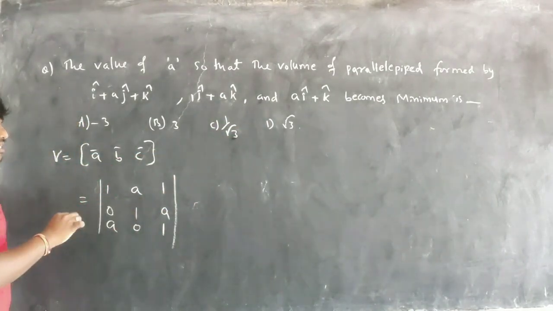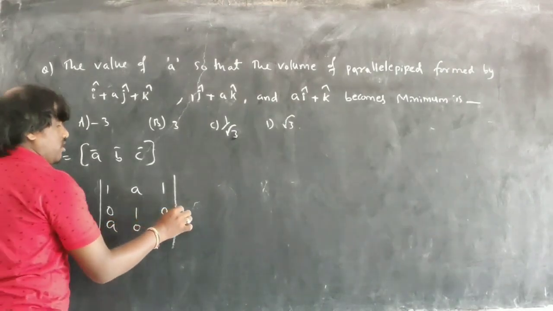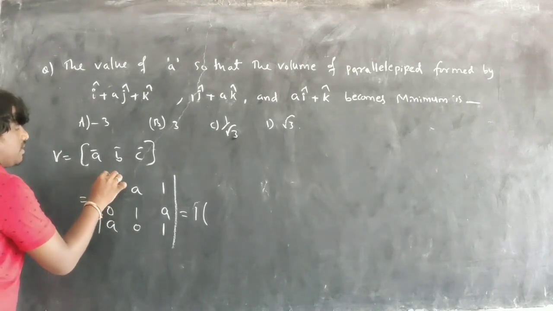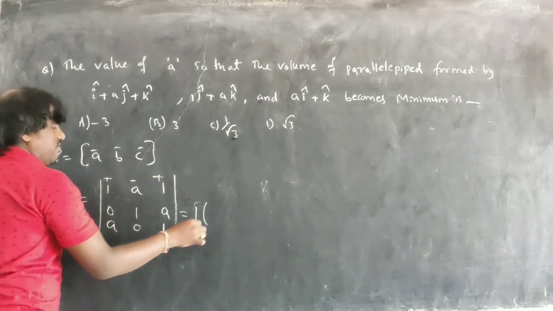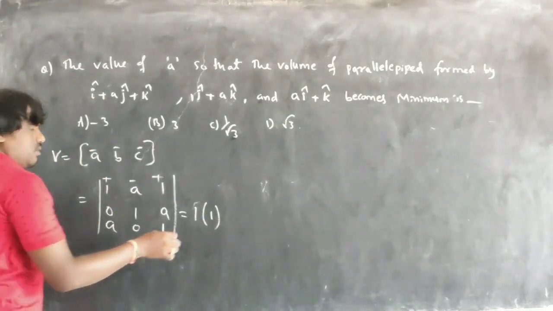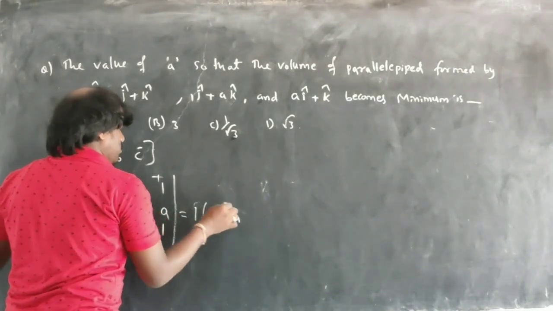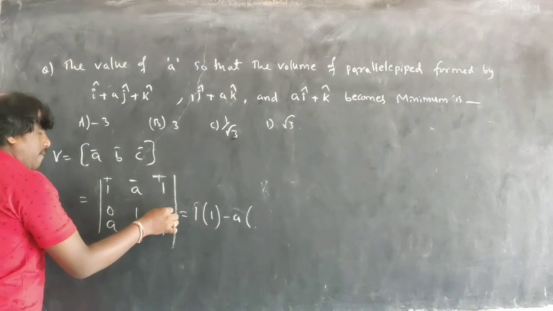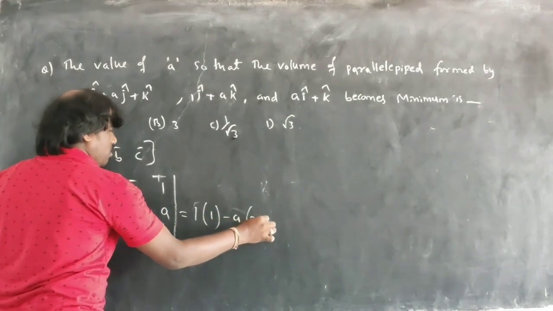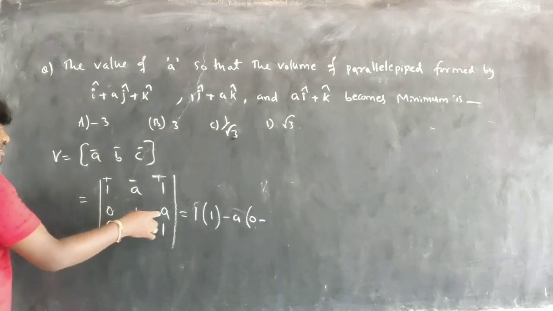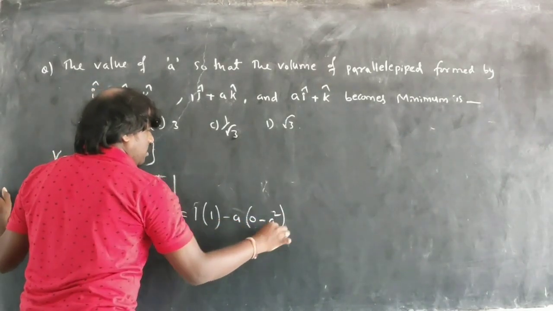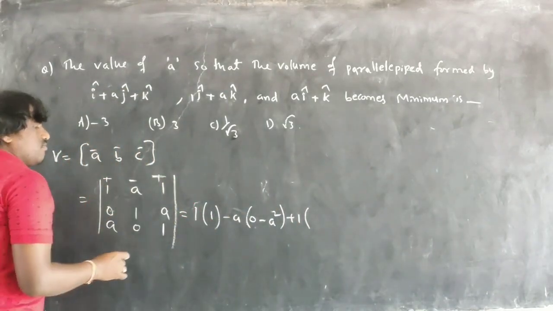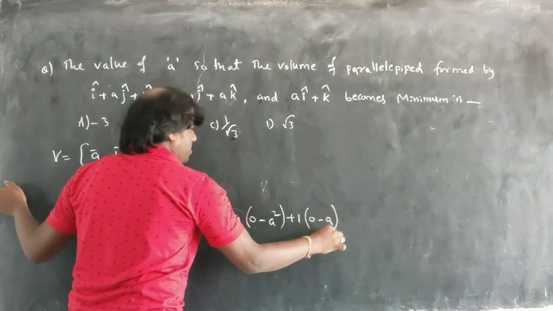So this box is the volume of this. So what I am going to get is this value here. One time, when I open this, 1 times 1 is 1, and 0 into A is 0, minus A times, this is closed, row and column closed, 0 into 1 is 1 minus 0 into 1 is 0, so you will have minus A into A square, plus 1 times, this is closed, 0 into 0 is 0 minus 1 into A is minus A. Hope you understand here.